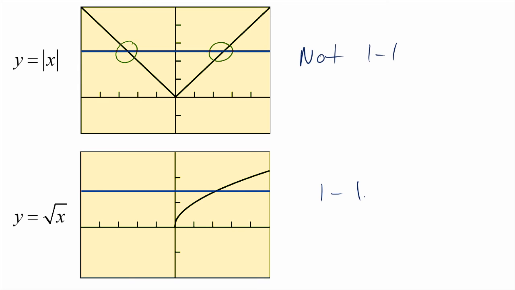The symbol for the inverse of f is f inverse, written f to the negative 1. The negative 1 in f inverse is not an exponent, so f inverse of x is not equal to 1 over f of x.